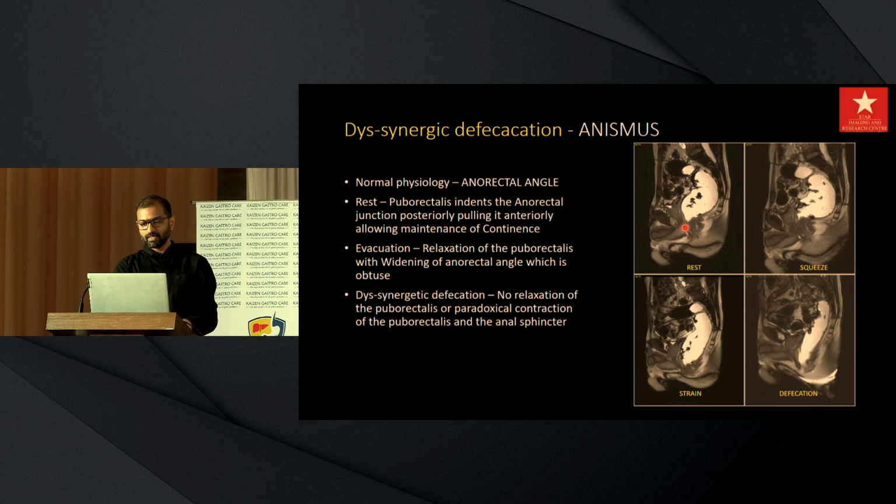So this is normal. During rest, the angle is somewhere close to maybe 80 degrees in this patient. During the squeeze phase, there is reduction in the anorectal angle. During strain, there is inferior descent of the pelvis and some increase in the angle. The angle has become more obtuse than what it was during rest and squeeze. And during defecation, you see that the rectum is almost in line with the anal canal, allowing good evacuation of the rectum.